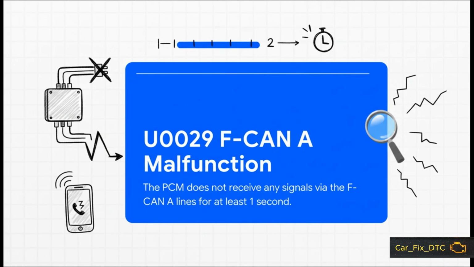So what does U0029 actually mean? The official name is FCAN malfunction. The easiest way to think about it is like a dropped call between two really important people. Your car's main brain, the powertrain control module, or PCM, has completely lost the signal from one of its key networks. And it's not just a flicker. It's lost it for at least a full second. In car time, that's an eternity. And it's definitely long enough to set off an alarm.